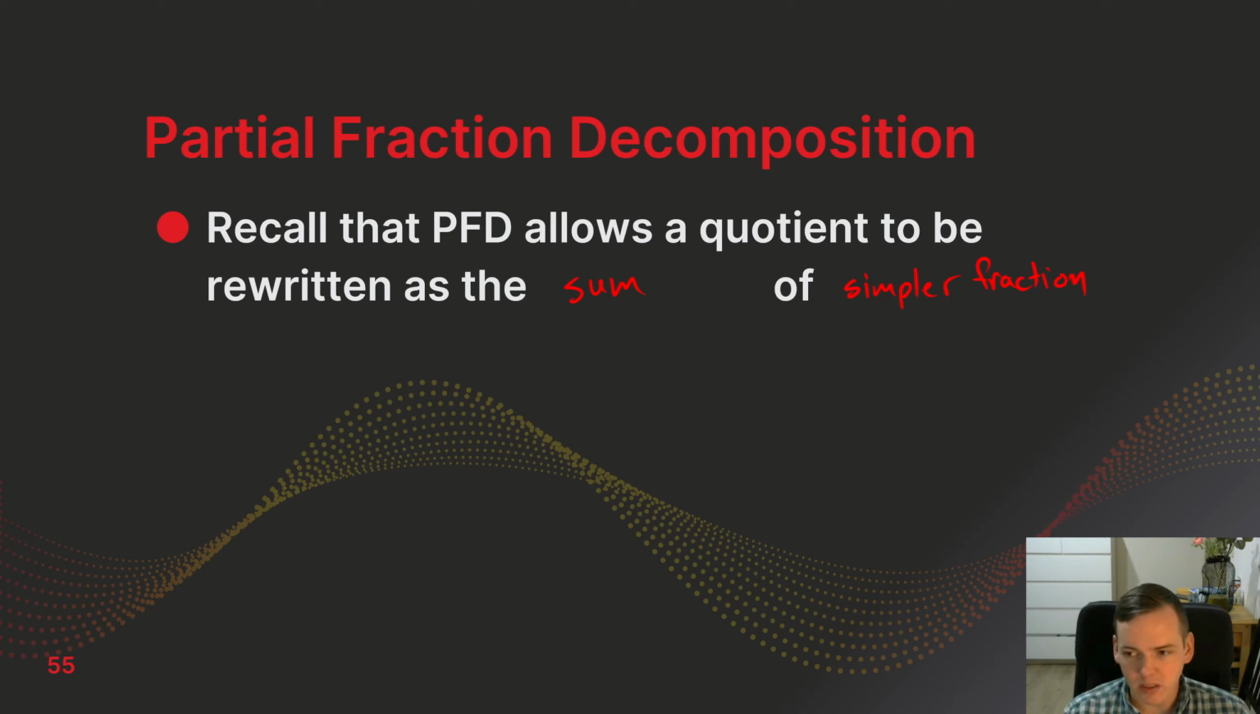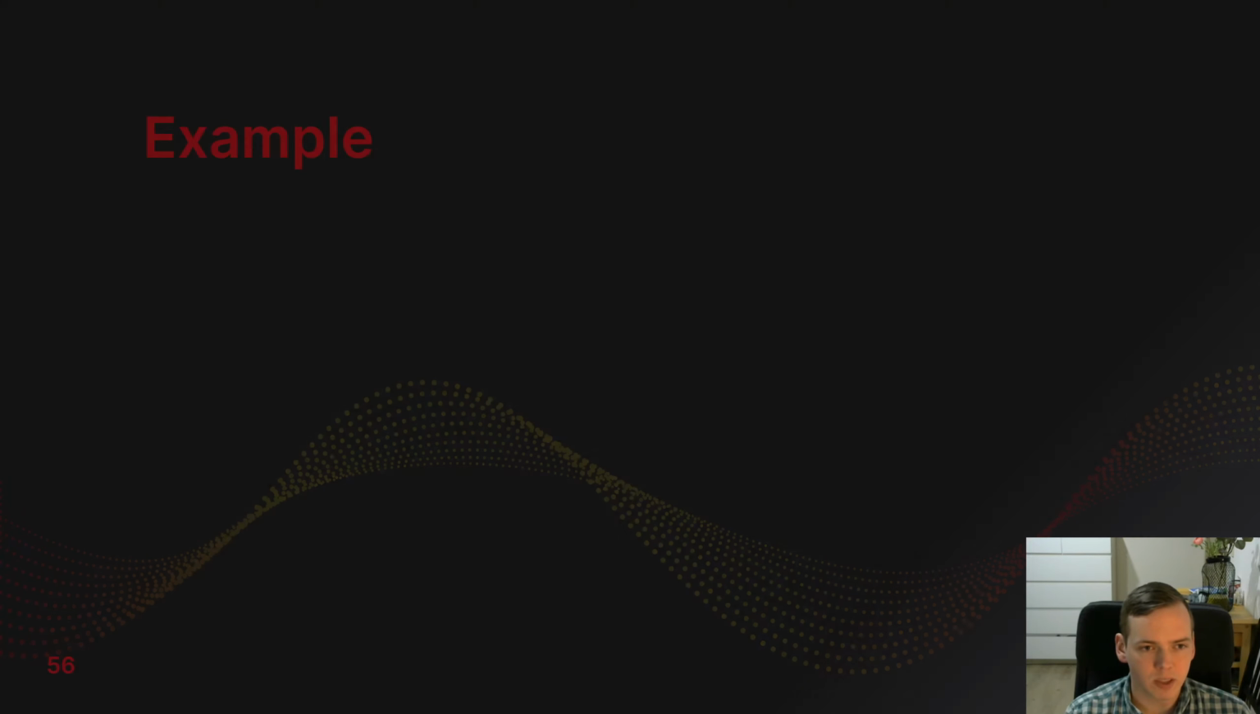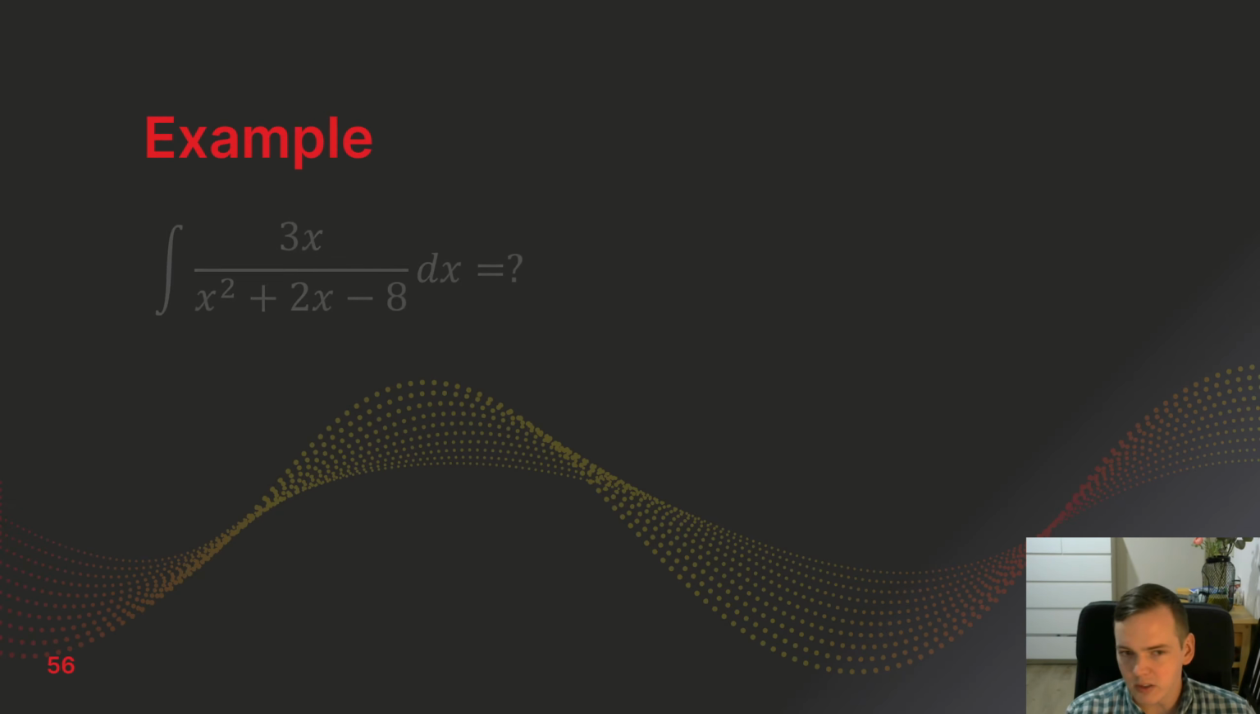And the best way to look at this is just to see it in practice. We're going to jump into an example here. This example is the integral of 3x over x squared plus 2x minus 8. First of all, I can't use long division because the denominator is a higher power than the numerator. And that's okay because we don't want to do it.